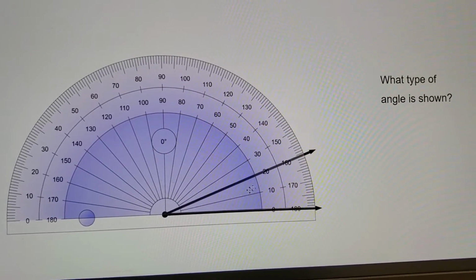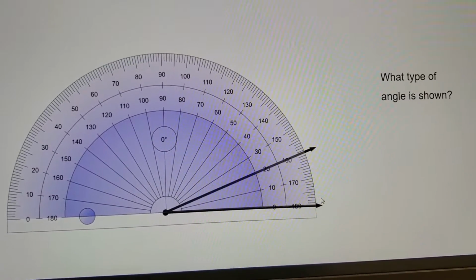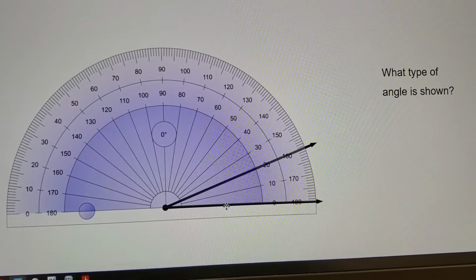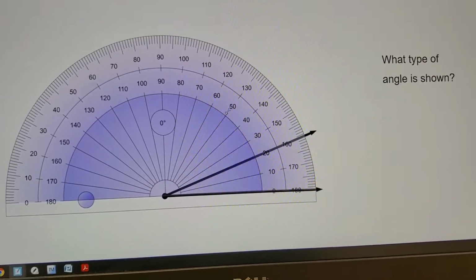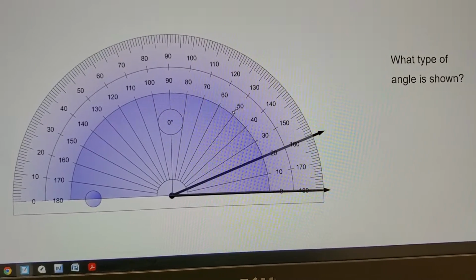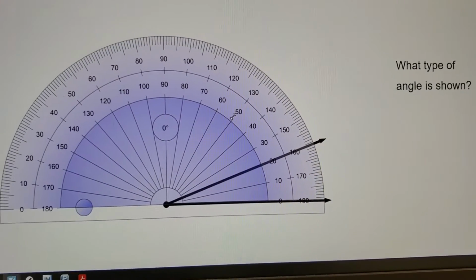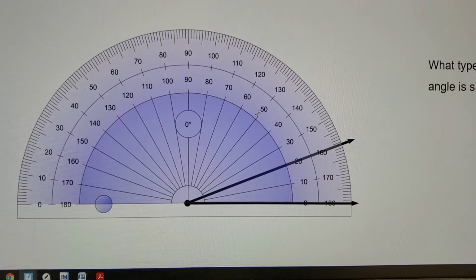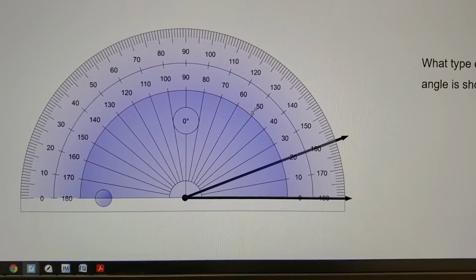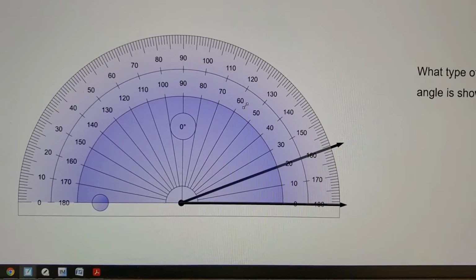Because my angle is facing this way, the two arrows are facing this side, I'm going to use the inner numbers. But that's hard to remember sometimes. So if I identify the angle as acute, I know that the answer has to be less than 90 degrees. I'm going to take this same angle and flip it.